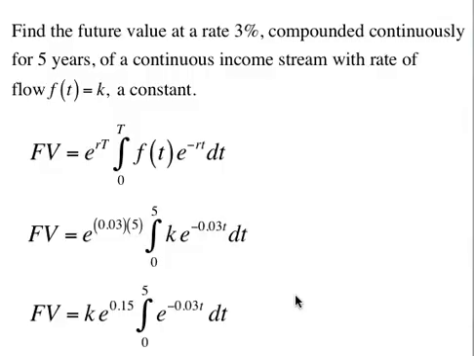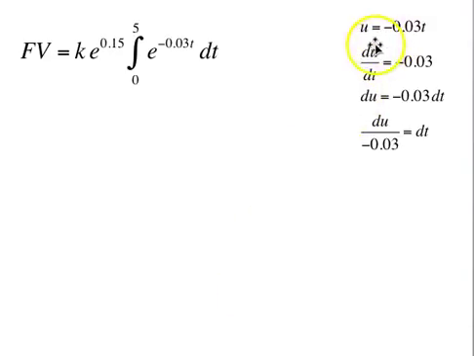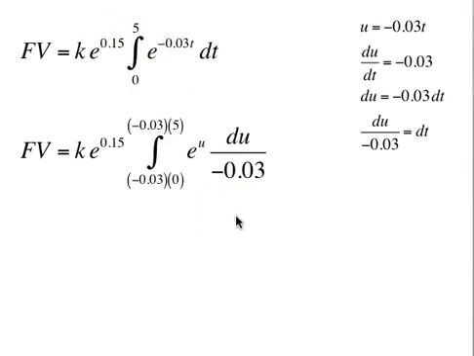And of course, that's another one that needs a u substitution. So by the same process we've done earlier, u is negative 0.03t, du/dt is negative 0.03, du is negative 0.03 dt, du divided by negative 0.03 equals dt. So e to the u, dt will be du over negative 0.03, and we've got to change the endpoints. Negative 0.03 times 0, and negative 0.03 times 5. The negative 0.03 here can come out as a constant, so we'll have k e to the 0.15 divided by negative 0.03, and we're integrating from 0 to negative 0.15.